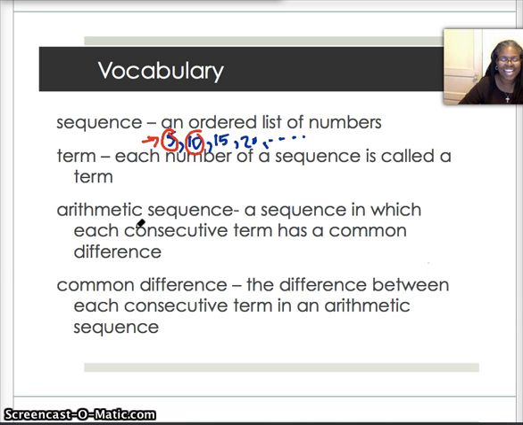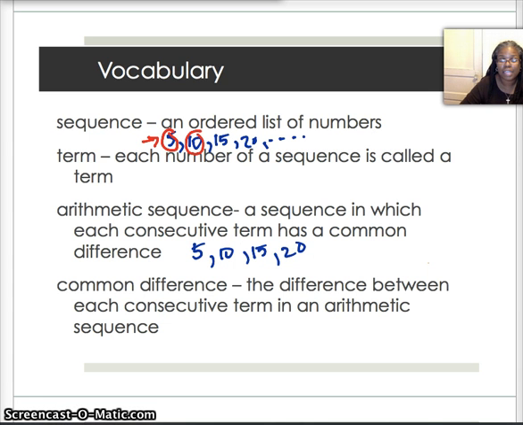Okay. An arithmetic sequence is a particular type of sequence. Actually, this one is an arithmetic sequence. It's a particular type of sequence when each consecutive number has a common difference. Let's look at the example we had up there. So if I have 5, 10, 15, and 20.